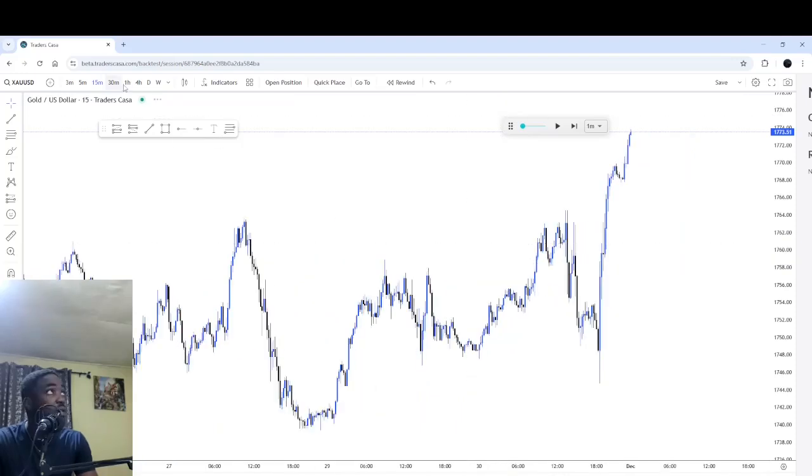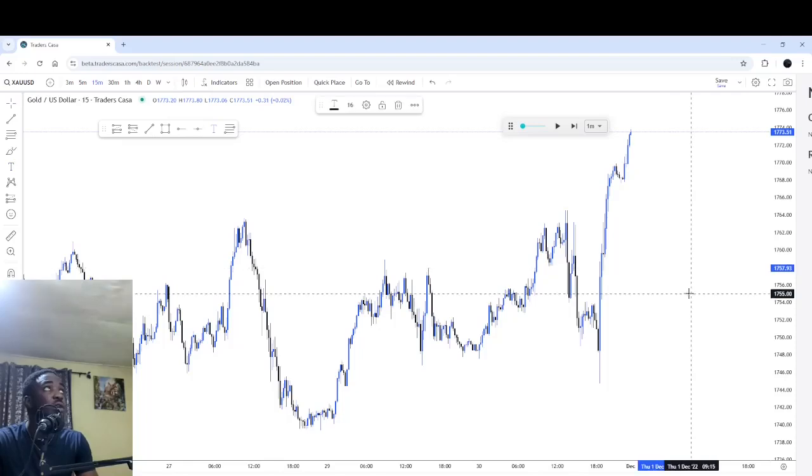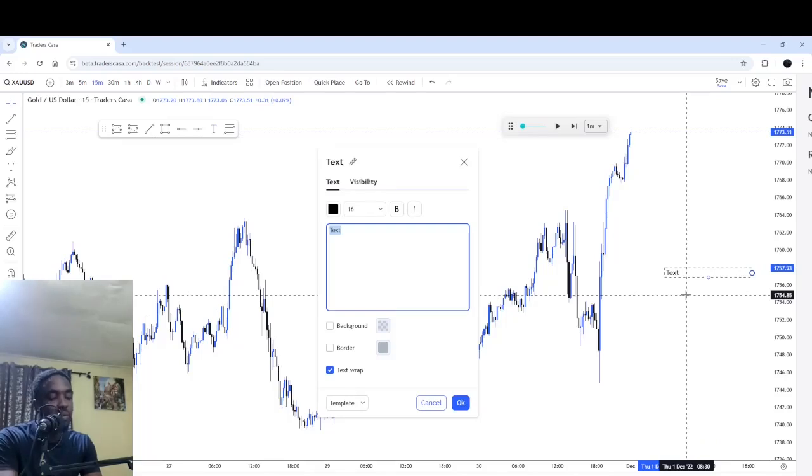Okay, so this is how our chart is looking right now. First of all, we need to lay down our plan, what we are looking out for. We need to see a breakout on the 4-hour, on the H4. Then after that, we need a demand and supply zone on the H4 again.